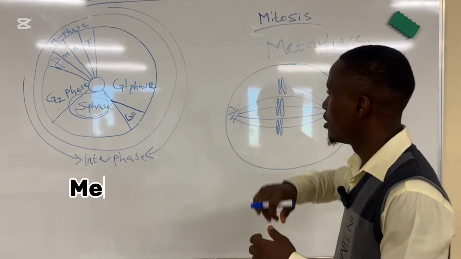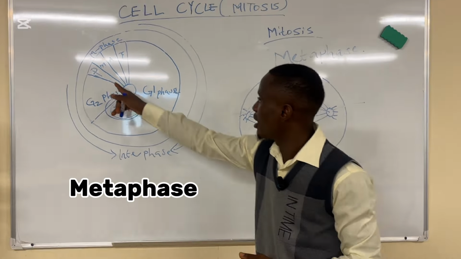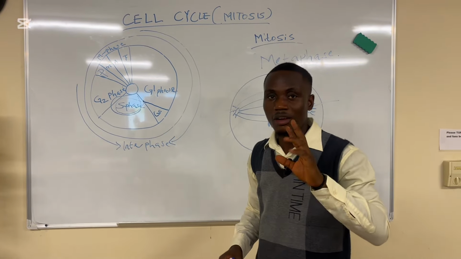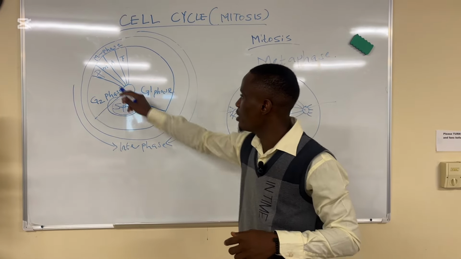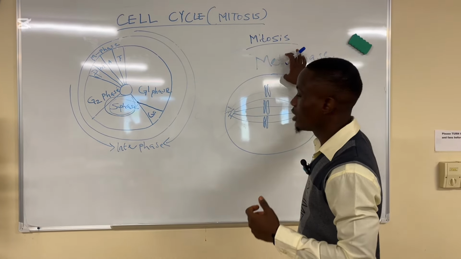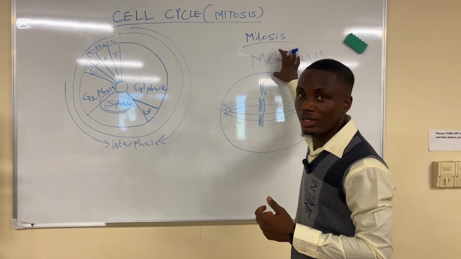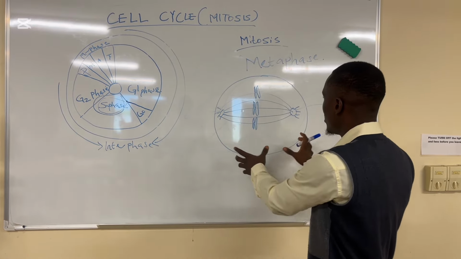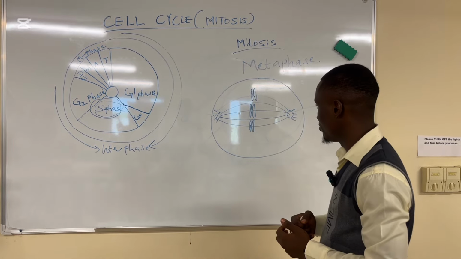So the second phase we are talking about now is metaphase. This metaphase comes after the prophase stage. Remember, during the prophase stage, I said there are four major things that happen there. So immediately after those four events have taken place, we are going to enter the phase that we can consider to be the metaphase stage. During the metaphase stage, this is how the cell is going to look.